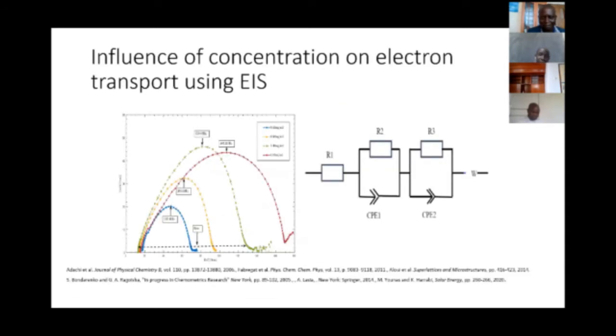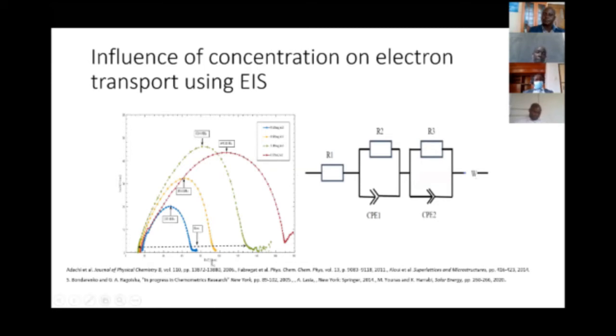Let me move faster. Now, in our experiment, we observed the following curves, and then we used this circuit here to fit the data. R1 is the series resistance. R2 is recombination resistance at the cathode, and R3 is recombination resistance at the anode. These are called constant phase elements because they behave as capacitors as well as resistors at the same time. And this one represents the Warburg impedance, which we talked about earlier.